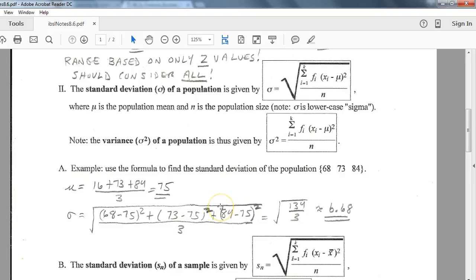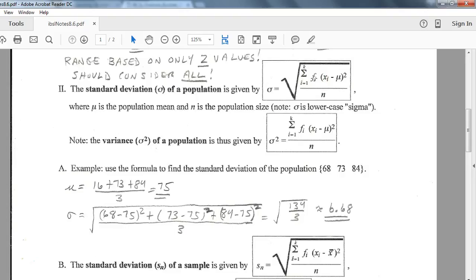Here's an example of how that would look. If I just took 3 data points and I said find the standard deviation, you got to start by finding the mean. We would add them up, divide by 3. We'd say, okay, the mean is 75. So here's how they use the formula. I got 75 for the mean, and I would start with my first data point. So I would do 68 minus 75 squared times my frequency. I only have one of those, so times 1.